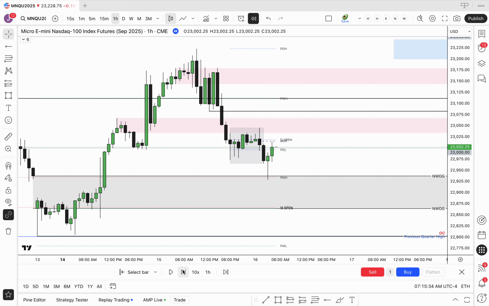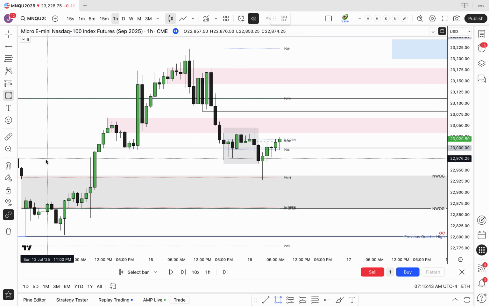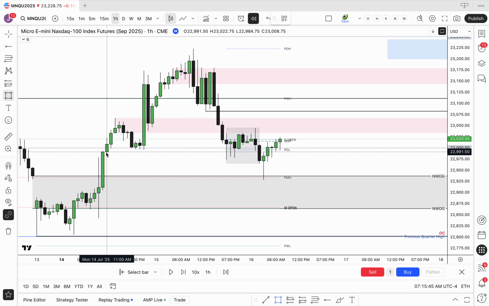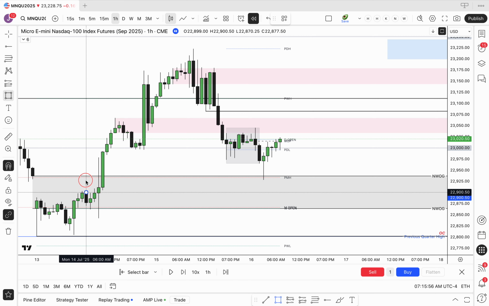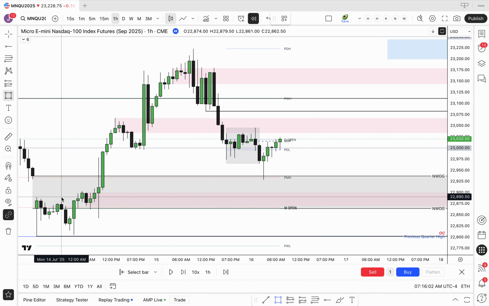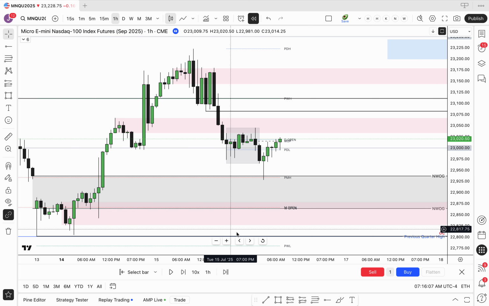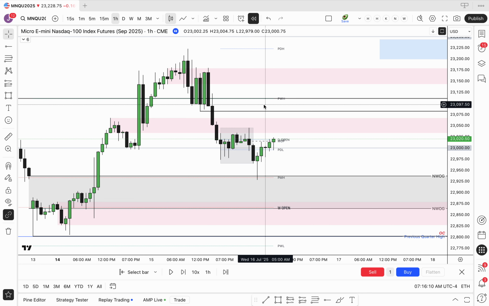Let's play it out. You can see price comes up into it, sells off in Asia. And we have new week opening gap here. And then through here, there's really nothing. There's really nothing to play off of other than that new week opening gap. Maybe that. Maybe this. So let's just keep playing price out here.